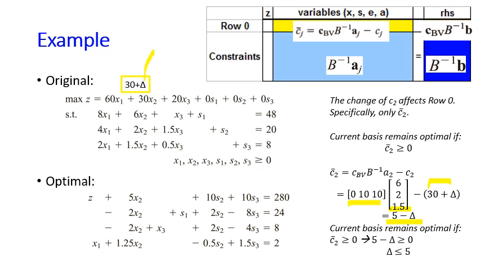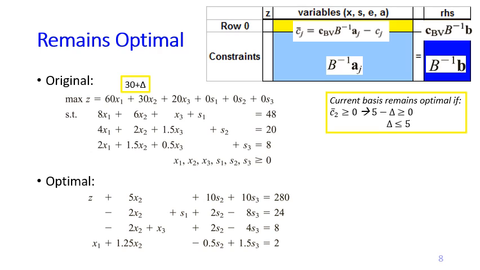Then we apply the requirement that the current basis remains optimal if C2 hat is greater than or equal to 0. We know that C2 hat is 5 minus delta, so 5 minus delta is greater than or equal to 0. Finally, we may say that as long as delta is less than or equal to 5, the current basis remains optimal.